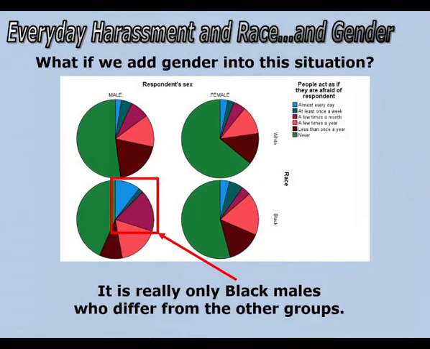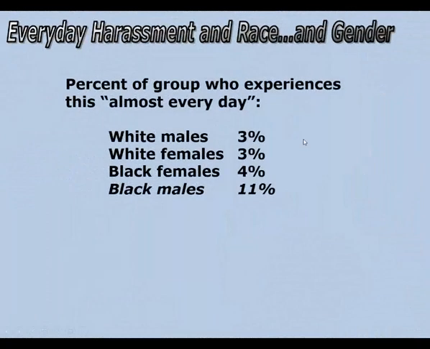Now, though, we're going to bring gender into the mix. In this plotted pie graph, we see that it's really black males who differ from the other groups. They are experiencing this kind of harassment a lot more frequently than the other groups are. So the white males, white females, and black females are pretty much equal in saying that only 3 or 4% of them experience this almost every day. However, this percentage is 11% for black males.